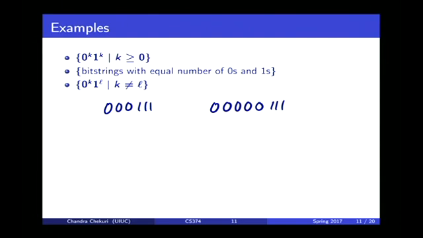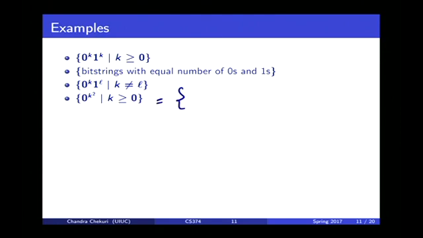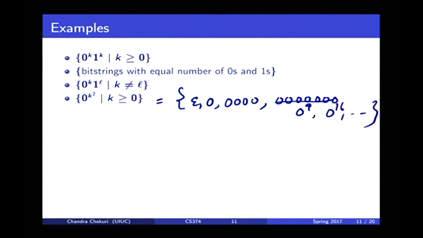One more example. This is a little more interesting. 0^(k^2). Okay, what is in this language? What do you think is in the language? Okay, epsilon, 0, what is next? 4, okay, 9. Okay, 0 to the 9, right? And 0 to the 16 and so on. This seems a little funky, no?